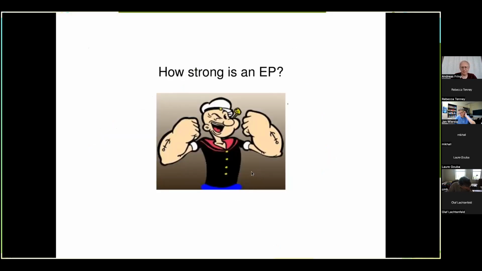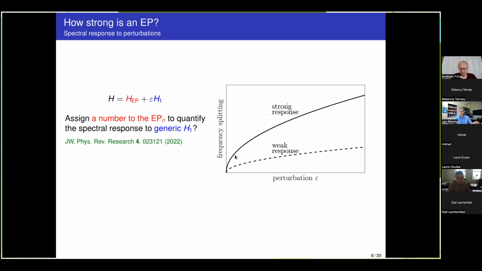Now, I would like to ask the question, how strong is an exceptional point? We have just discussed that an exceptional point is somehow stronger than a diabolic point, meaning that the frequency splitting or energy splitting at an exceptional point is stronger than at a diabolic point, for small perturbations. Now we would like to ask, what if we compare two exceptional points, let's say of the same order? Both show a square root behavior in second order, but one can have, of course, a larger prefactor. So can we somehow quantify this?